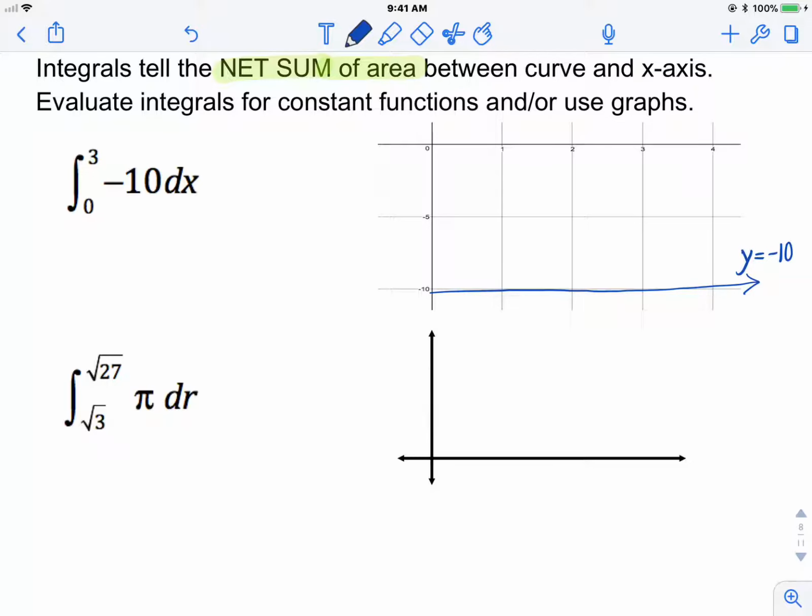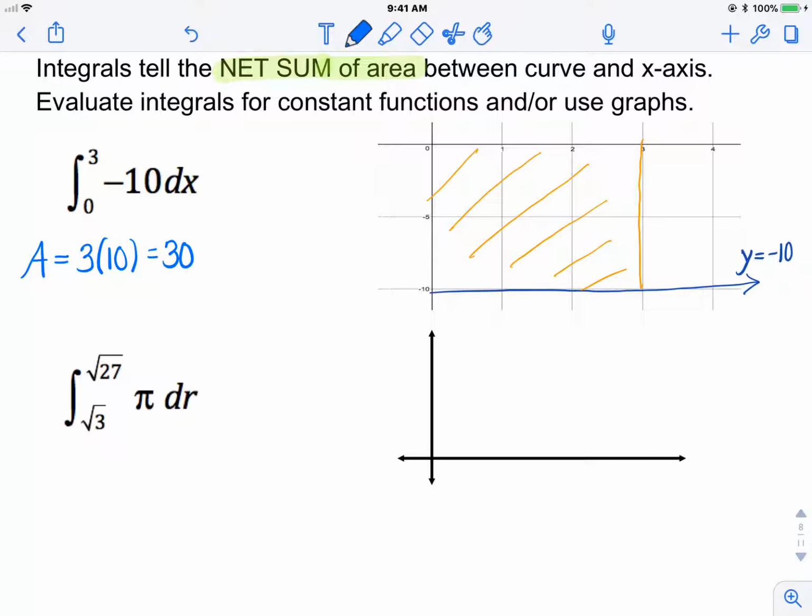So if they would like to know the integral from 0 to 3, I'd be looking at the area right in here. The area is below the x-axis, so as soon as I find the area, which will be a positive number, I'm going to have to take its opposite to report it as the integral value. So the area of this rectangle is 3 times 10, 30 square units.